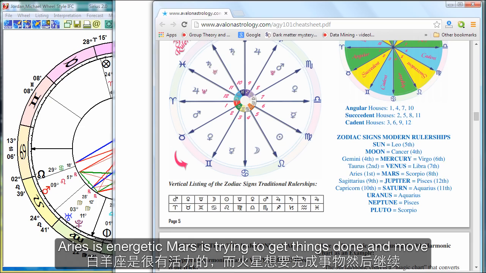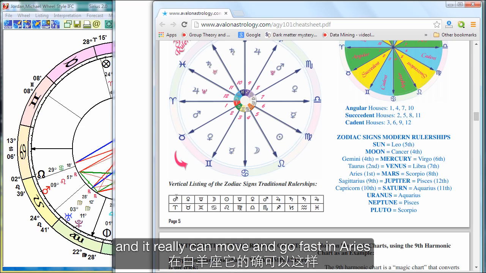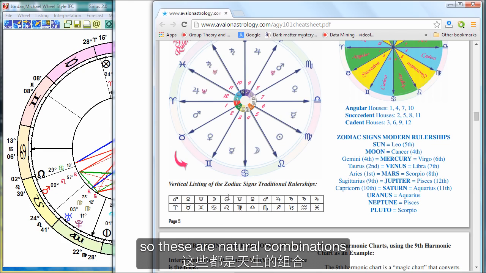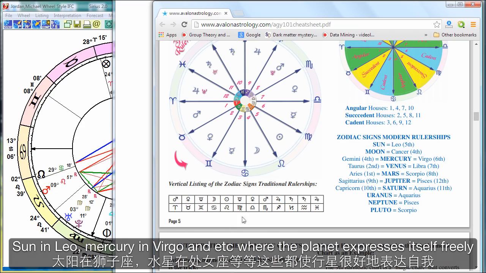Aries is energetic. Mars is trying to get things done and move, and it really can move and go fast in Aries. And Venus wants to be pretty and beautiful, and Taurus has a soft quality to it, and Venus and Taurus, just a natural combination. So these are natural combinations, Sun and Leo, Mercury and Virgo, etc., where the planet expresses itself freely.